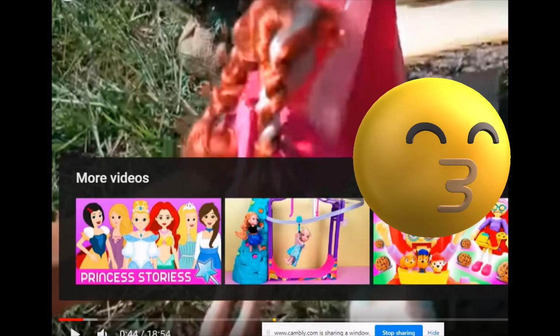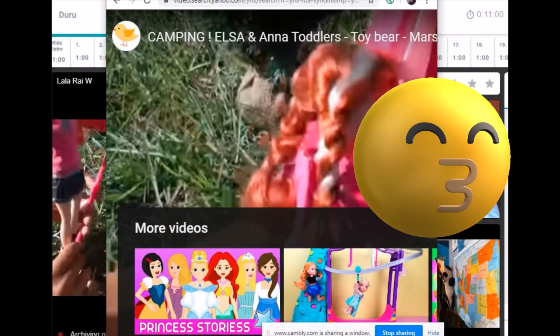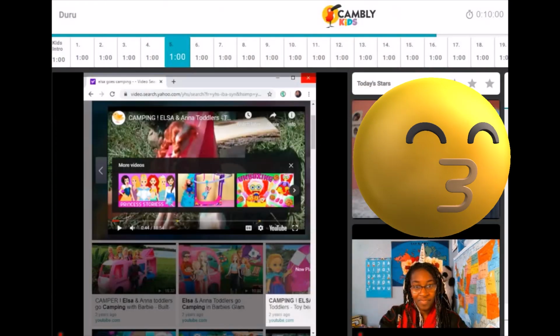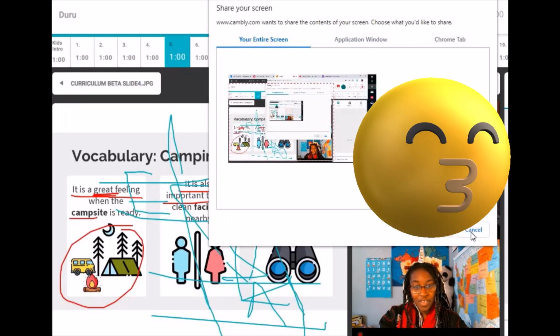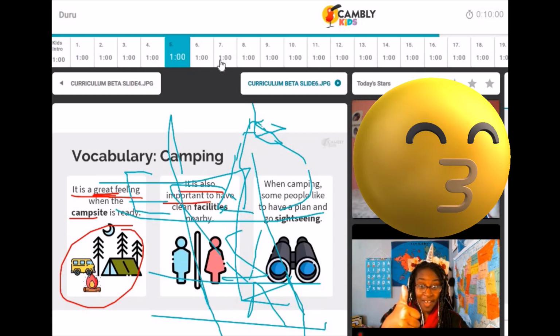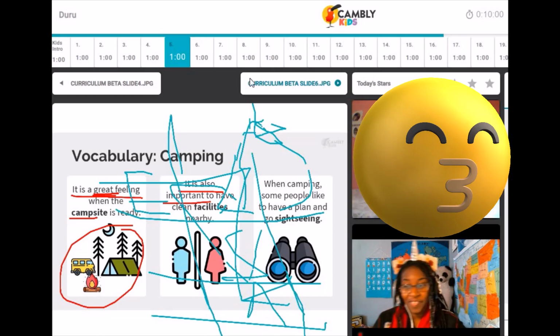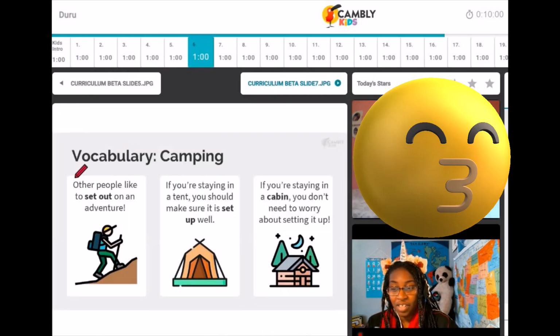So they went camping. Did you like that? So that's how they went camping. They found a campsite, a picnic table, the campfire, everything. And they said they were going to roast some marshmallows, right? So let's look.